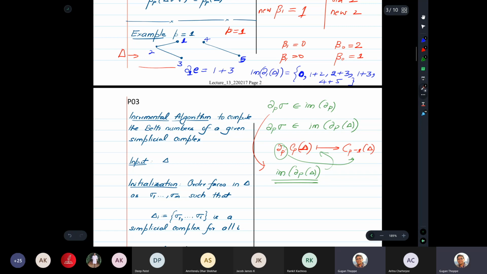Let me pause over here. If you have any questions with regards to how I got this image of ∂1 of Δ, please let me know. I'll also wait for a second or two for you to stare at this set and make sure you understand why we obtained this. Is this okay? All right, I don't see any raised hand, so maybe we can advance. Yes, Jacob, please go ahead.